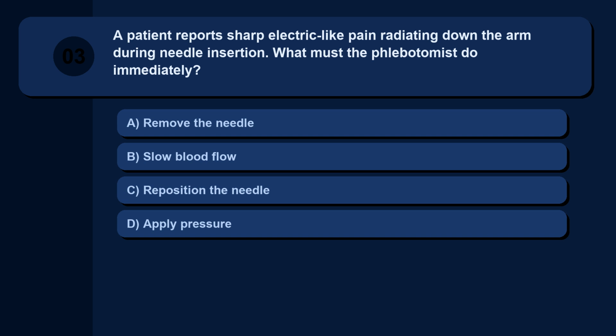Radiating or electric pain indicates nerve contact. Continuing risks permanent nerve damage. Immediate needle removal is the only safe response.